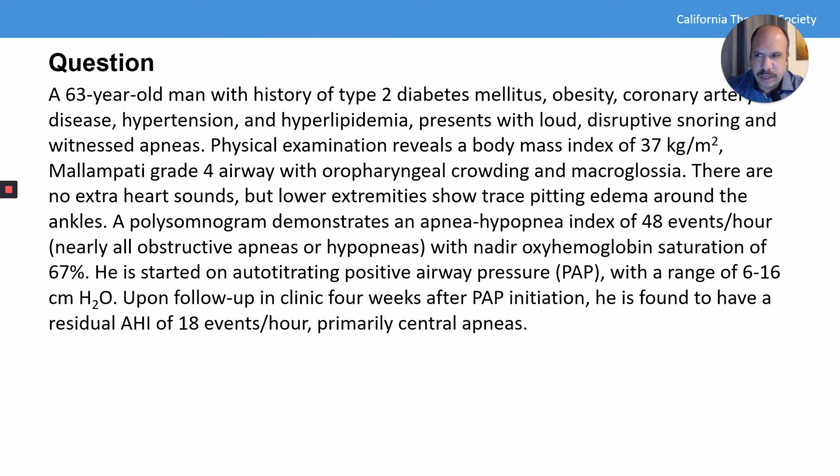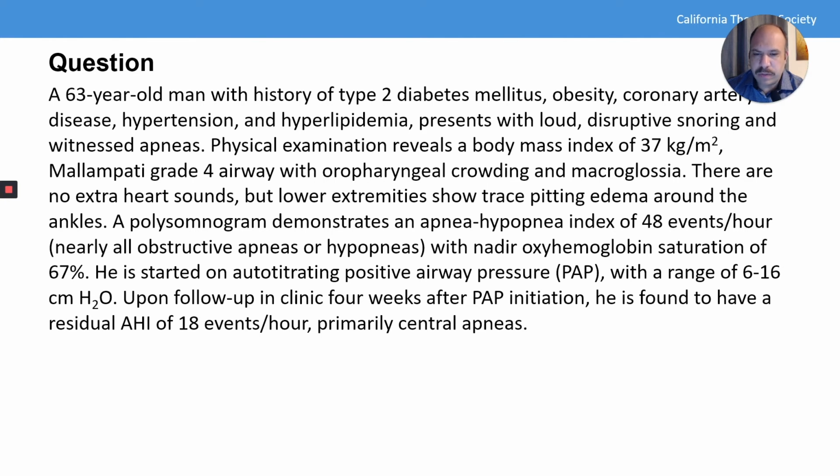So we'll do one more question here. A 63-year-old man with a history of type 2 diabetes, obesity, coronary artery disease, hypertension, hyperlipidemia, presents with loud, disruptive snoring and witnessed apneas. The physical exam reveals a BMI of 37, Mallampati grade 4 airway, oropharyngeal crowding, and macroglossia. There are no extra heart sounds, but lower extremities show trace edema around the ankles. A PSG is done that shows an apnea-hypopnea index of 48 events per hour, with nearly all of them being obstructive apneas or hypopneas, and a nadir oxygen saturation of 67%, so severe desats.